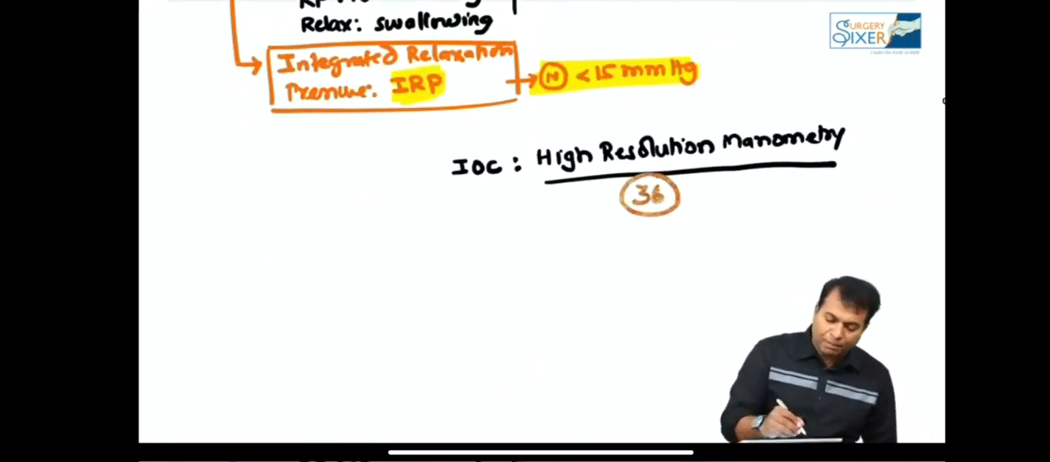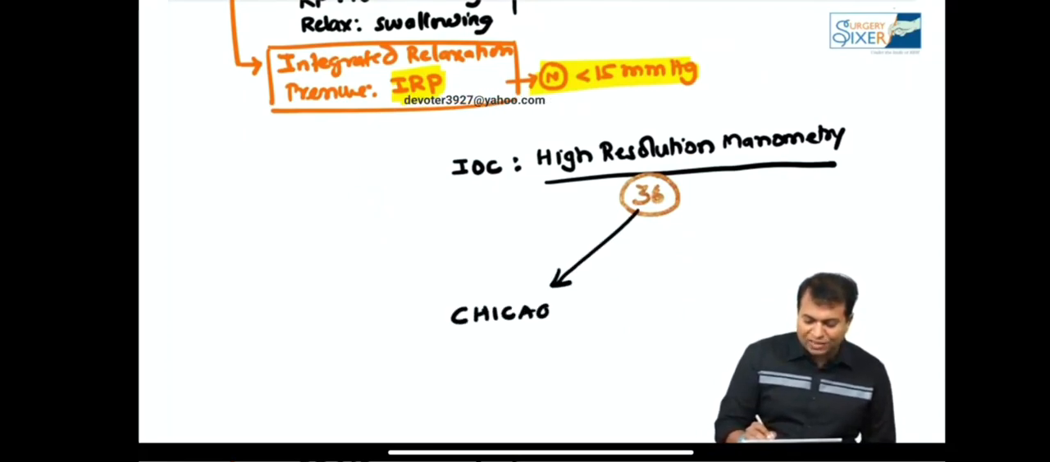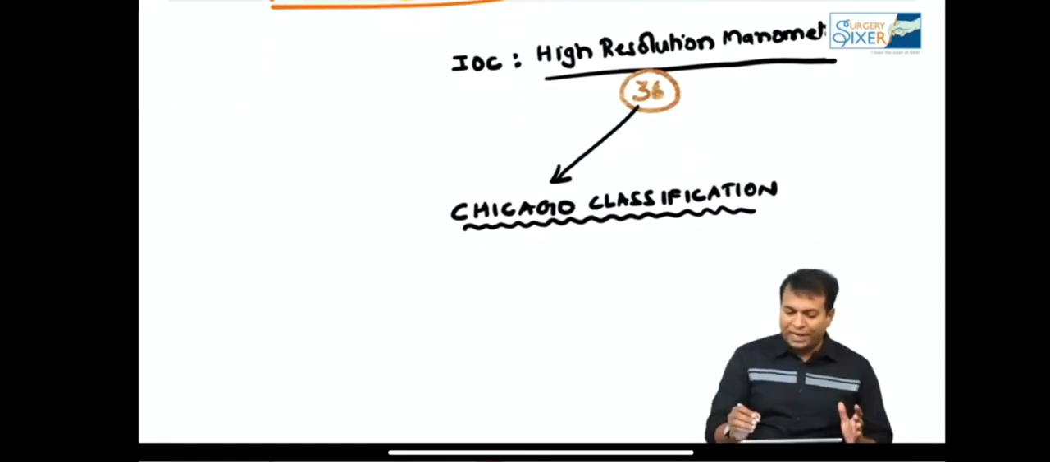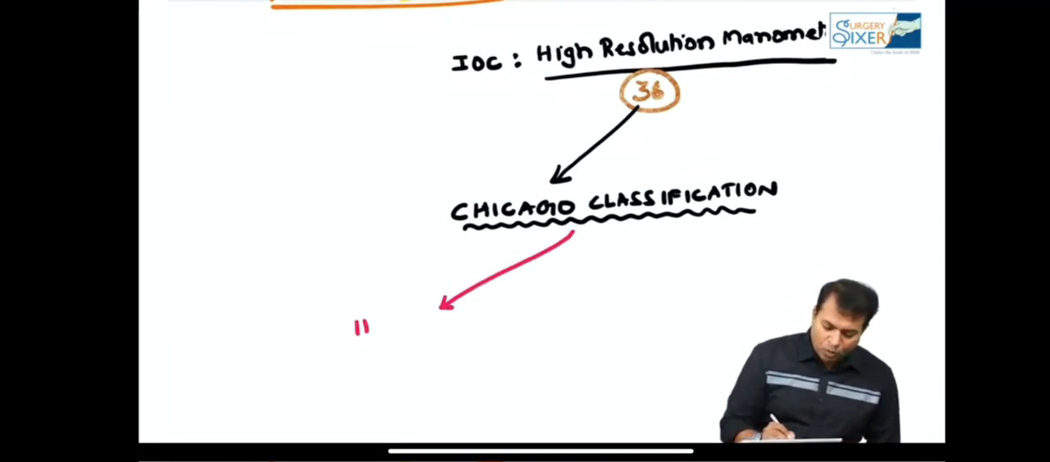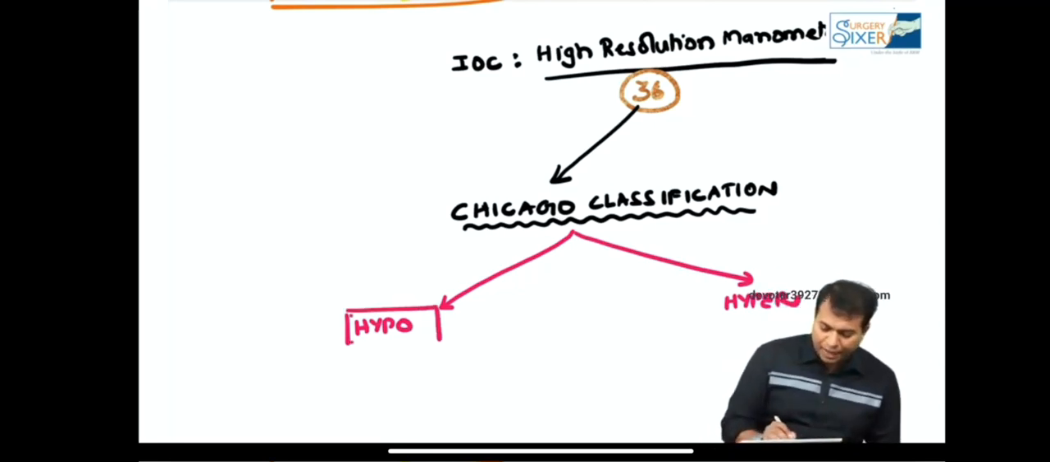With high resolution manometry, please remember, we come to a classification known as the Chicago classification of motility disorders. Please don't forget, Chicago classification of motility disorders. There are so many types. I am focusing only on the high yield types. They are hypomotility disorders and hypermotility disorders.